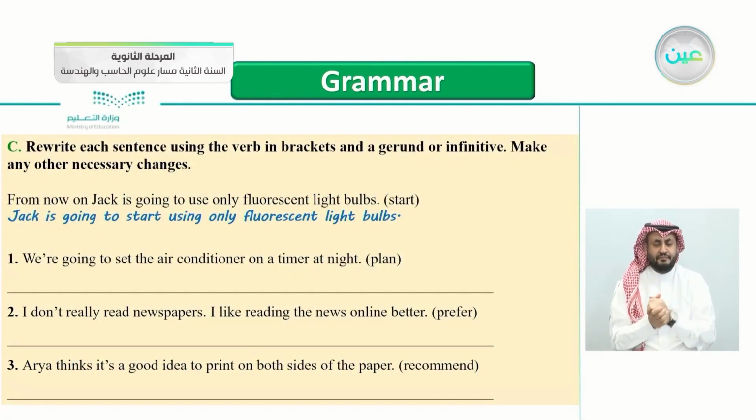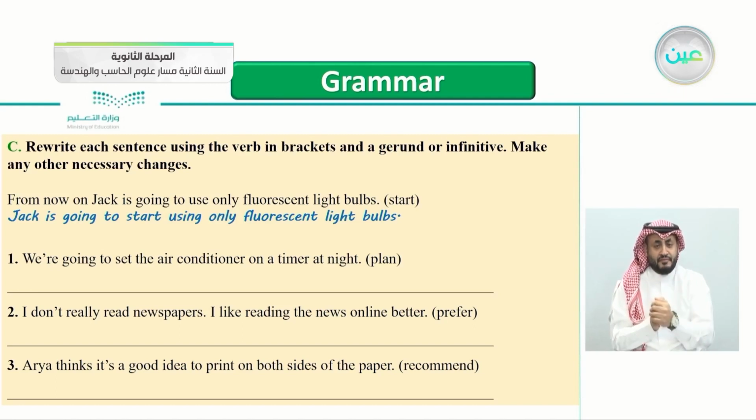Exercise C here, rewrite each sentence using the verb in brackets and gerund or infinitive. Make any other necessary changes. The first one is already done here. From now on, Jack is going to use only fluorescent light bulbs, and the verb is start. And the answer here, Jack is going to start using only fluorescent light bulbs, to start using.